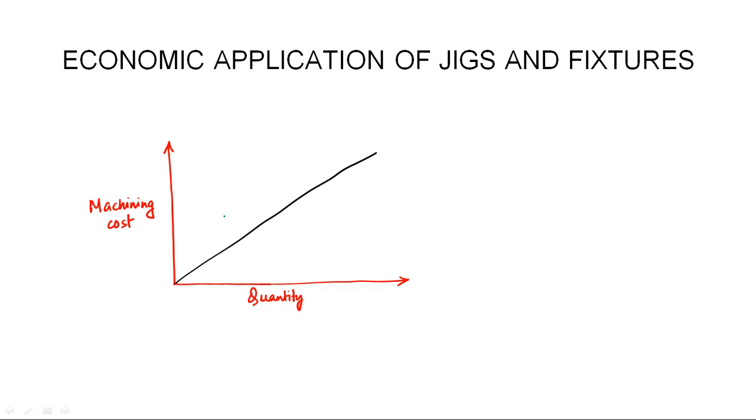Now if we use jigs and fixtures, we can eliminate those steps that consume more time in the case of piece production. But for designing or manufacturing the jigs and fixtures, we have to invest some money. That means there should be some initial investment for the production of the jigs and fixtures. After that, the total cost of production will be less if the total number of pieces produced is more. If the total number of production is more, then the total machining cost will be less than in piece production.